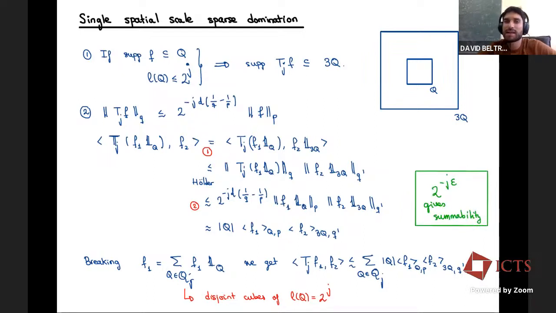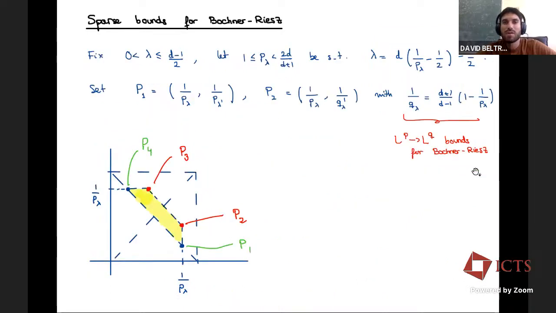Imagine that now we don't have just one scale, but we have many scales, but our inequalities come with an extra epsilon. That would give me some ability. This very same argument, I could be summing over all positive j's if I start from j equal 0, and that would give me some ability. So somehow that's what happens when one looks at sparse bounds or Bochner-Riesz away from the critical index.